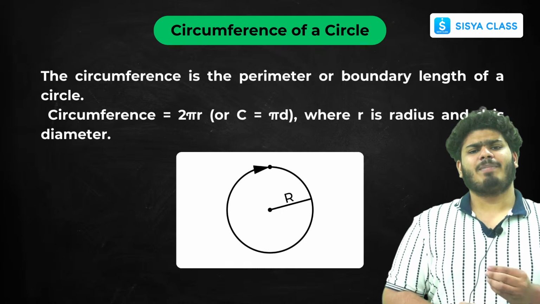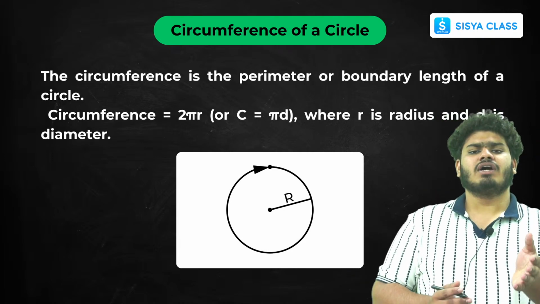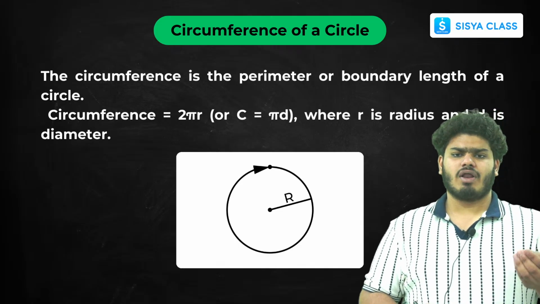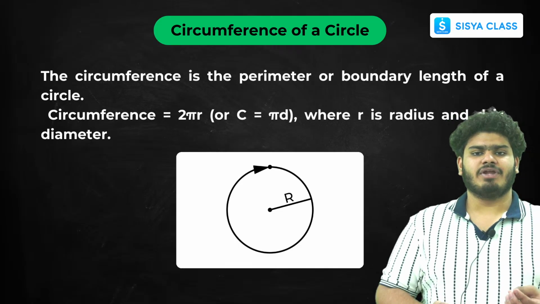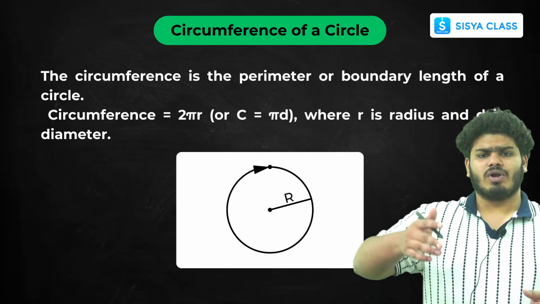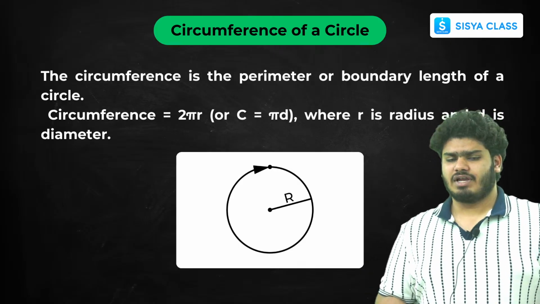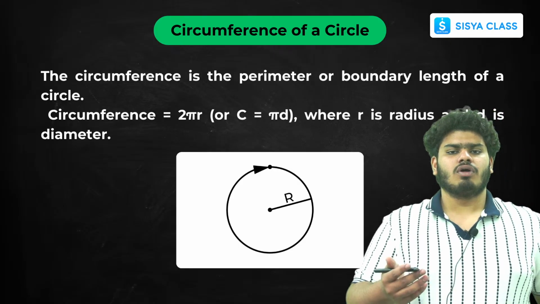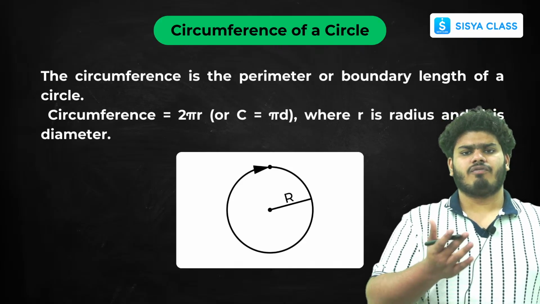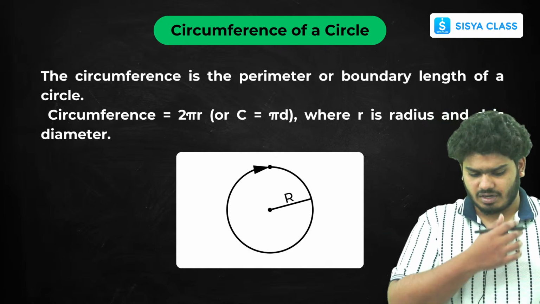Everyone knows what the perimeter is for regular shapes like a rectangle, a square, or a triangle. The perimeter is only the boundary, the length of the boundary. In a circle we call it the circumference. There is no difference between perimeter and circumference. The same thing we learn in perimeter is equal to the circumference of a circle.